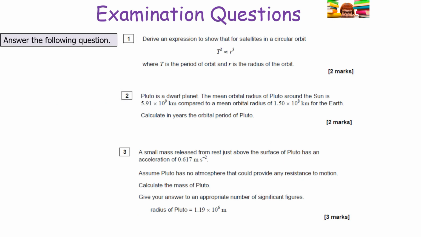Next question. Derive an expression to show that satellites in a circular orbit follow the equation T squared is directly proportional to r cubed.